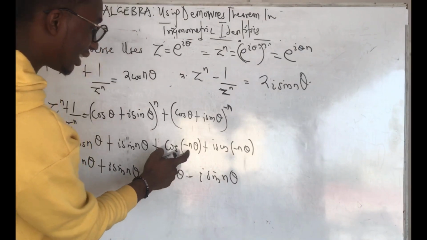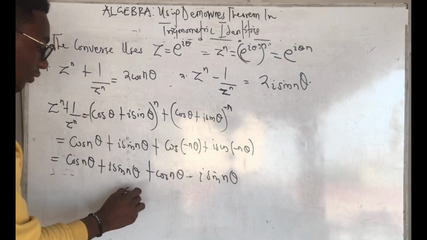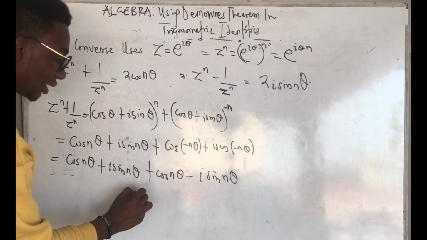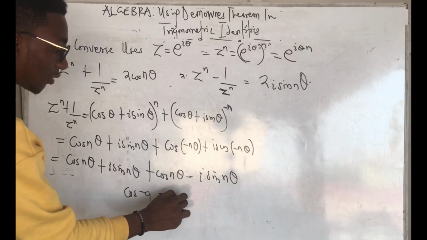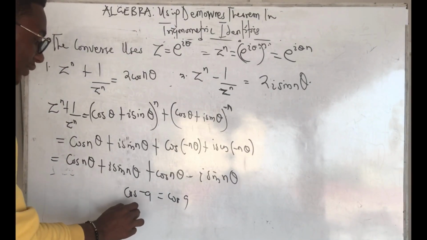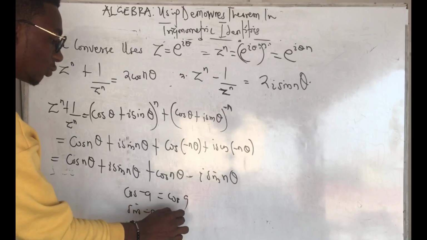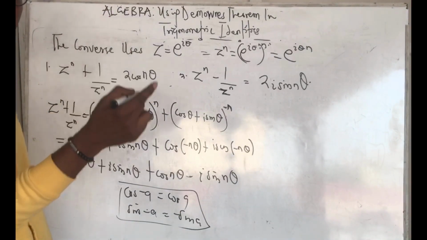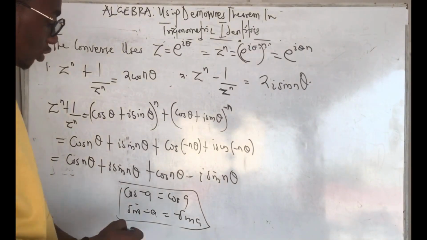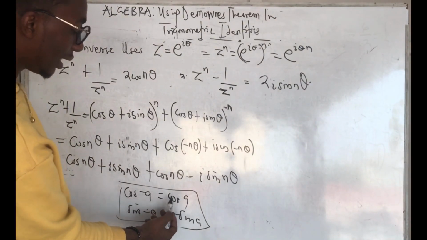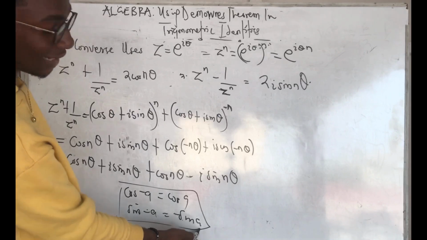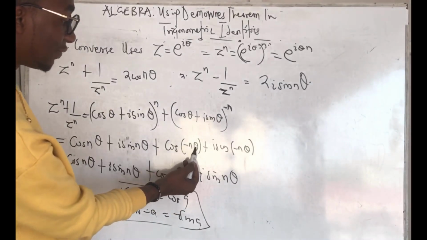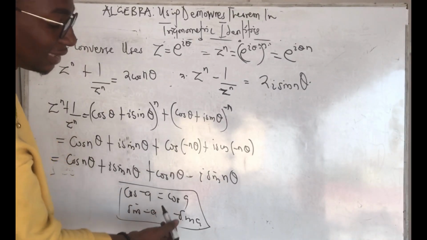What it means is that anytime you have cos of a negative value, maybe cos of negative a, it is the same as what? Cos a. But anytime you have sine of negative a, it is equal to what? Negative sine a. Take note. This is something you should know from your calculus in secondary school. So that's why in this place, negative n theta became plus cos n theta.